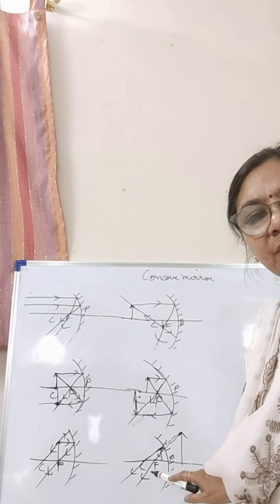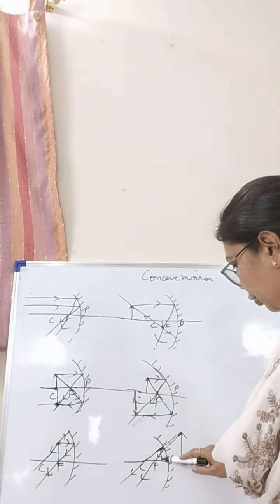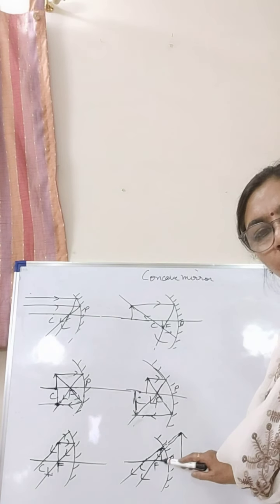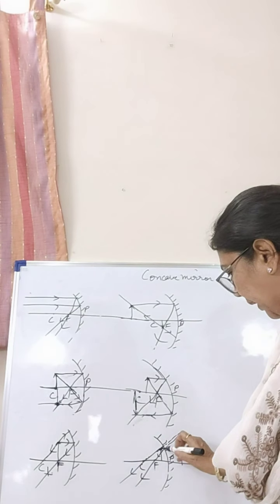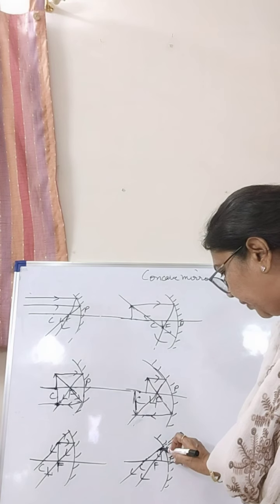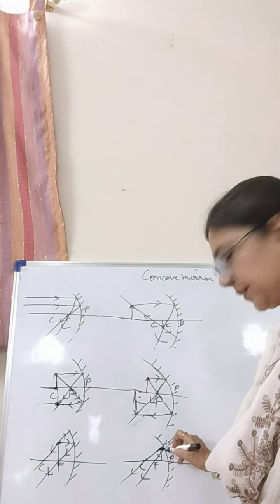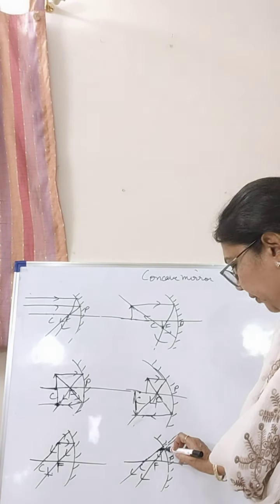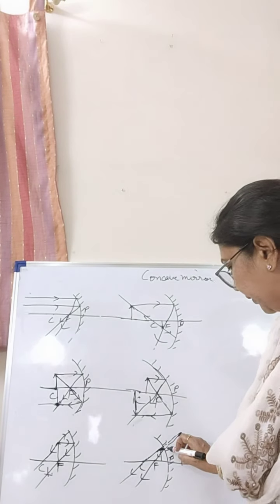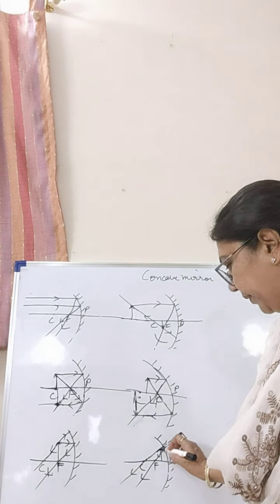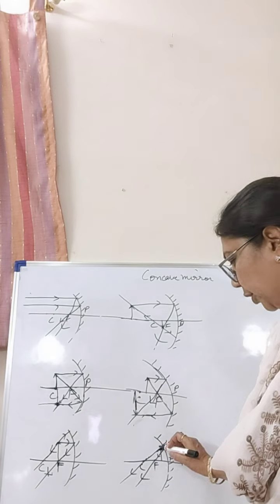Now the sixth case, which is important also, you should know: if the object is between pole and focus. Then from the point we have taken, I have taken one ray which is parallel to the principal axis. This is a smaller one. When you draw it, you will get it. It is in your book also. Then it will pass through the focus. The second ray I have taken is passing through the center of curvature.